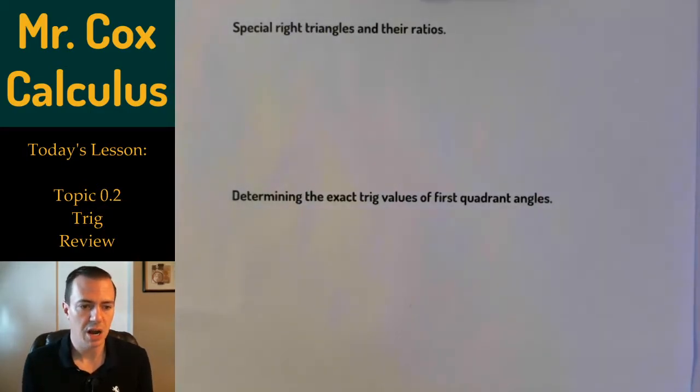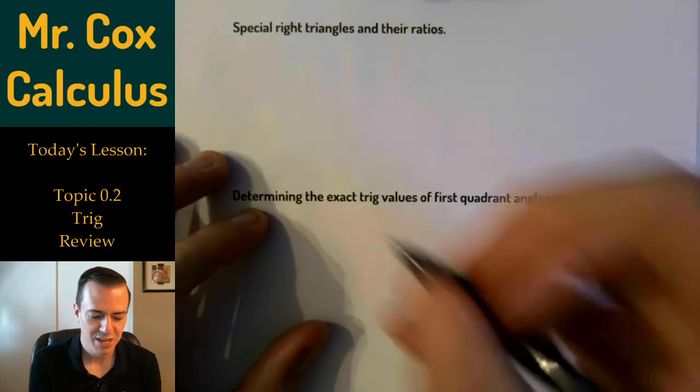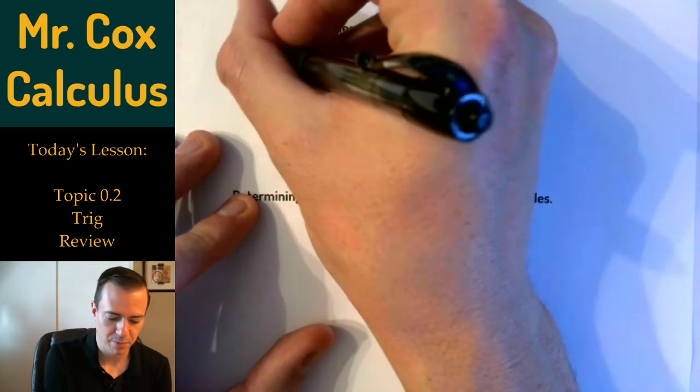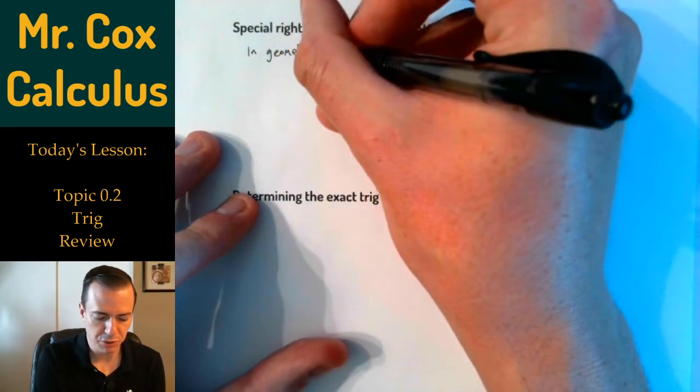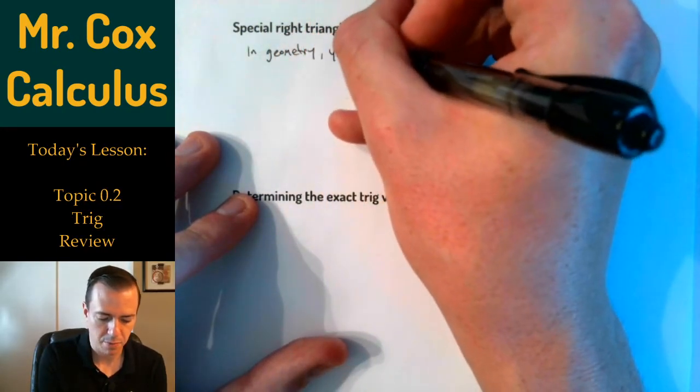You learn in geometry this idea of special right triangles that have very specific ratios. And those two triangles are very helpful for us to understand trig values of all kinds of angles from 0 to 360 degrees, or as I'd like for you to think of it, from 0 to 2 pi radians. So in geometry, you learn two special right triangles.